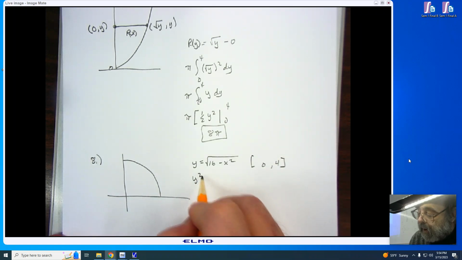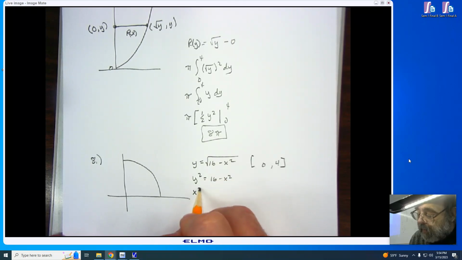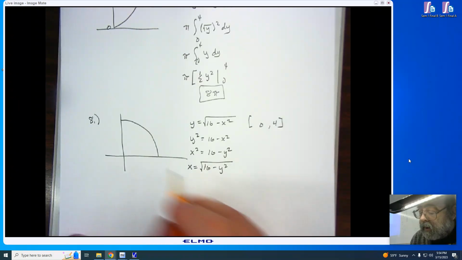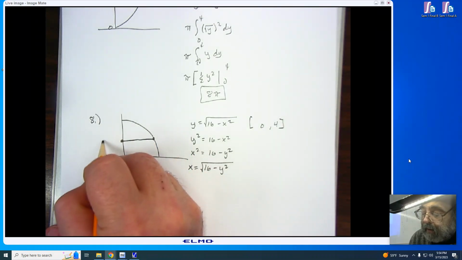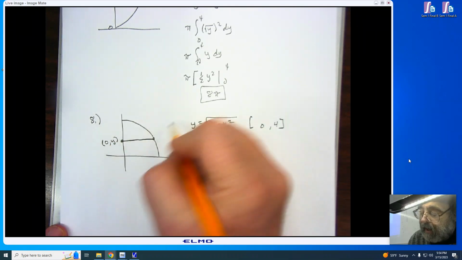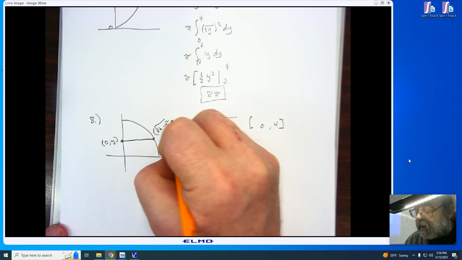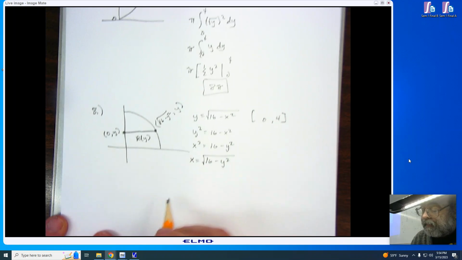This is y squared equaling 16 minus x squared. So I get x squared equals 16 minus y squared, for x equaling the square root of 16 minus y squared. Finding my representative rectangle or line, this is 0 comma y, and this is the square root of 16 minus y squared, y, and I now can find my r of y.